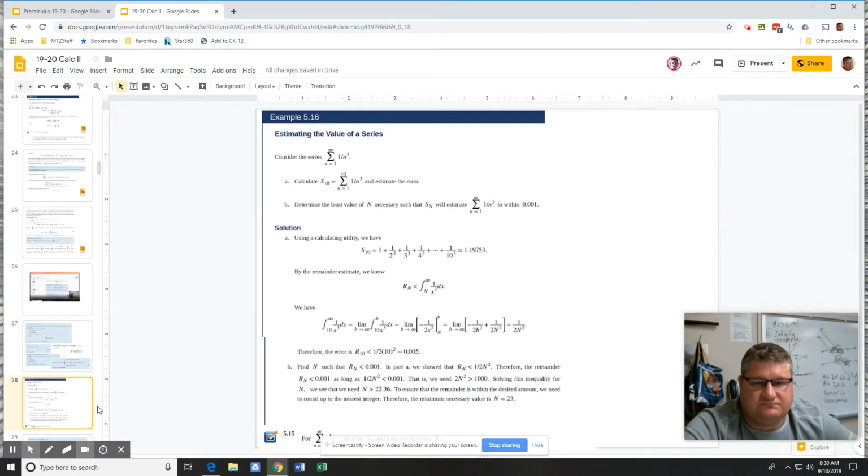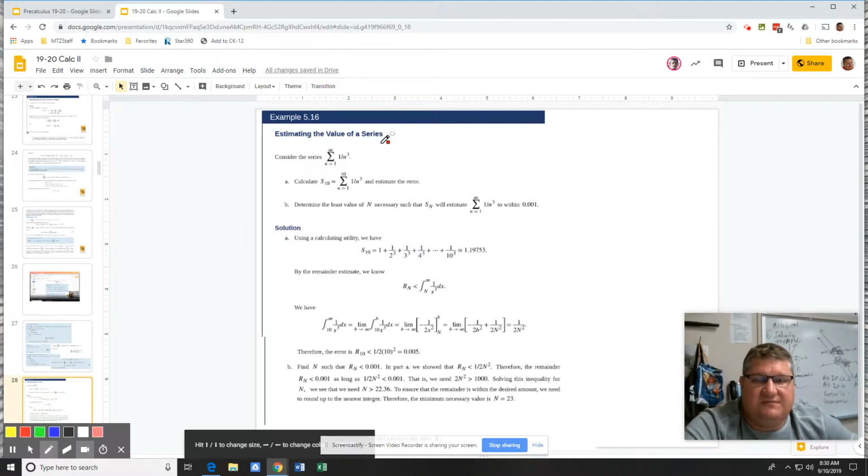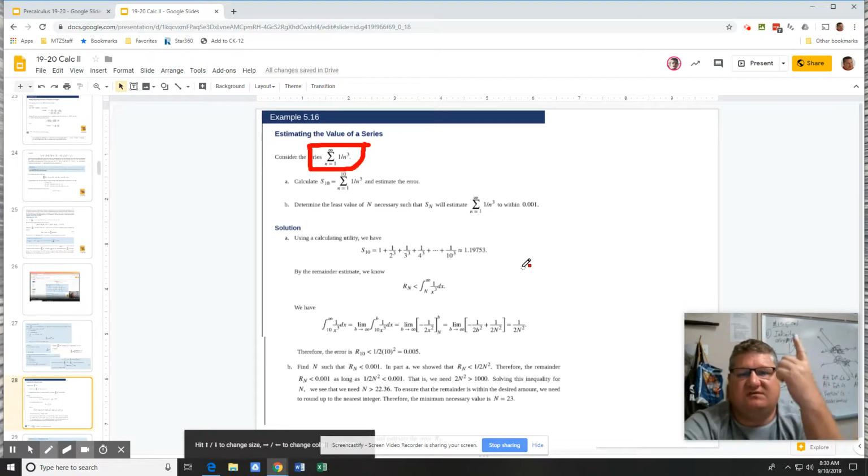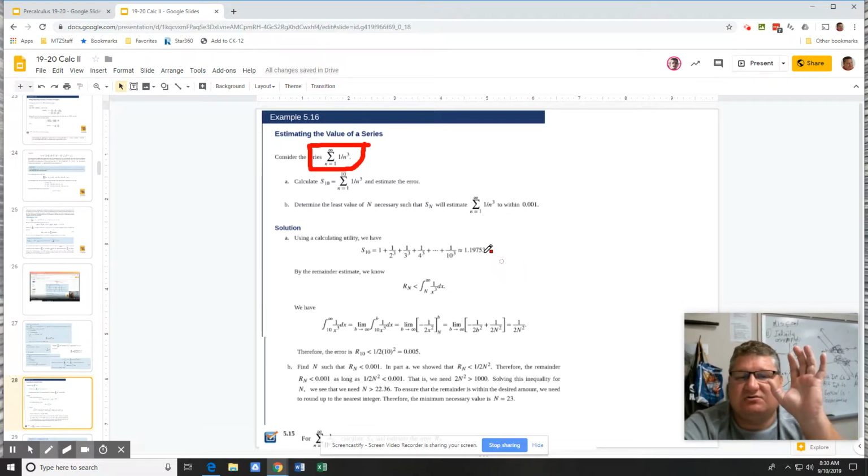All right. So estimating the value of a series, let's do an example here. In this particular case, I have 1 over n cubed. First of all, does it converge? Well, is it a p-series? Yes. Is the power greater than 1? Yes. So it is going to converge.